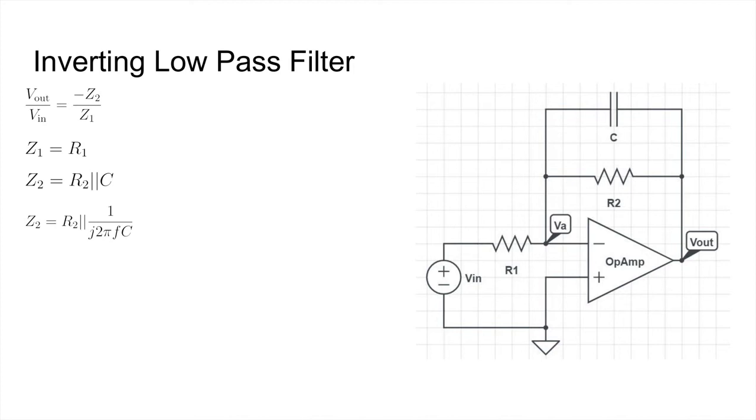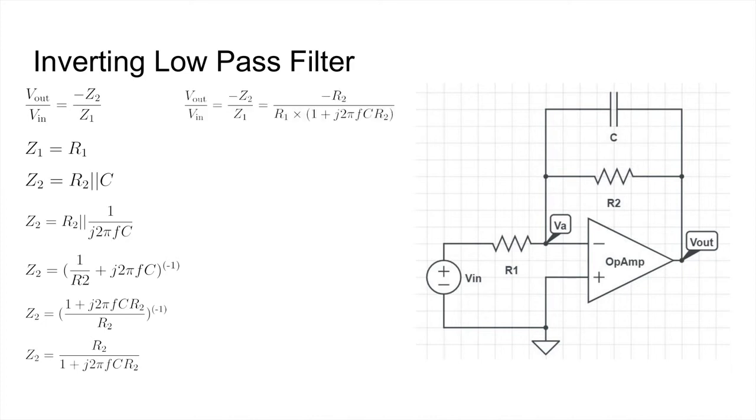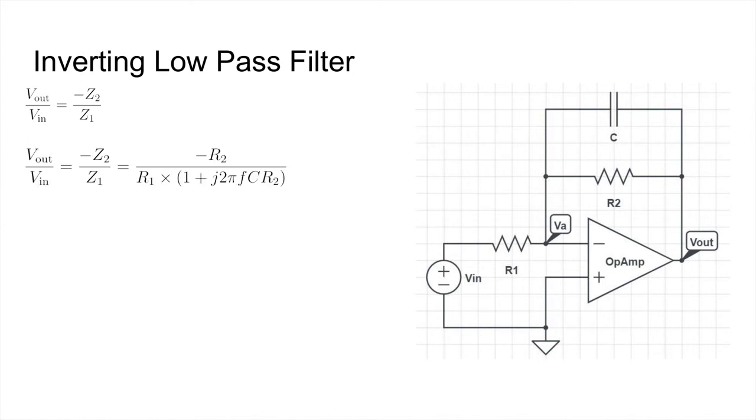Now we're going to try to find what this impedance would be, and we know whenever we deal with a parallel circuit, we have to take the inverse of each component, add them together, and take the inverse of that. So we have 1 over R2 plus J 2 pi FC. Adding these two together, we get 1 plus J 2 pi FC R2 divided by R2. Now we could do our final inversion, and we get our feedback impedance is R2 divided by 1 plus J 2 pi FC R2. Great, now we could put what we found for our second and first impedance, and putting it all together, we have negative R2 divided by R1 times 1 plus J 2 pi FC R2.